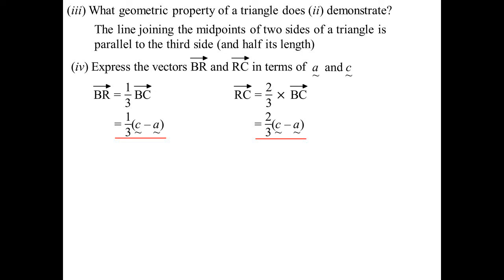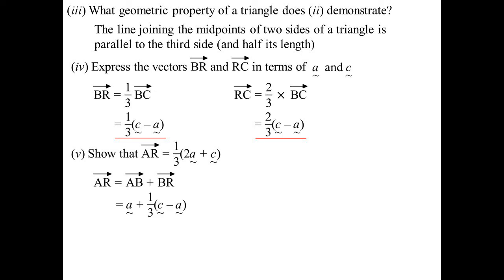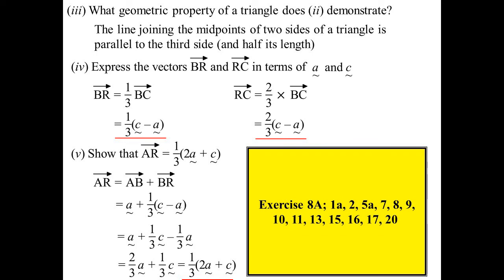But this idea of being able to write all the different vectors in terms of one or two becomes really useful in proving different properties. Show that AR ends up being 1/3 of 2A plus C. How could I get AR? Well, AB plus BR, boom, I put them together, it smashes out the B's, I've got AR, and I think we have expressions for AB and BR. Well, AB was A, and we worked out BR in the previous part, so add those together, and we get 1/3 of 2A plus C. A little introduction to vectors.